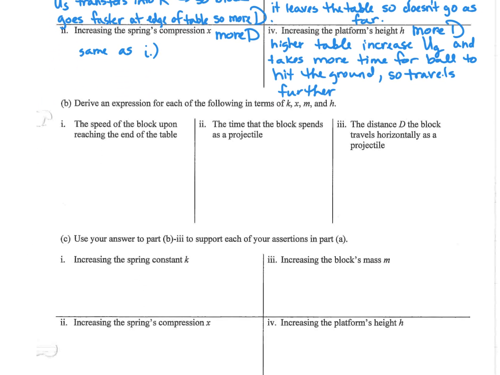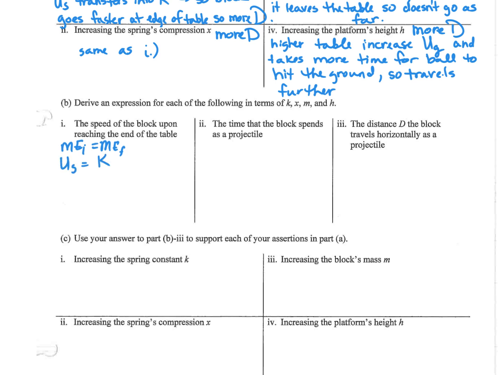Now, the speed of the block upon reaching the end of the table. Okay. Well, initial mechanical energy equals final mechanical energy for this. We know it's starting with spring potential and it's ending with kinetic. So 1/2 kx squared equals 1/2 mv squared. The half goes away. We want to know the speed. So the speed is going to be the square root of kx squared over m.